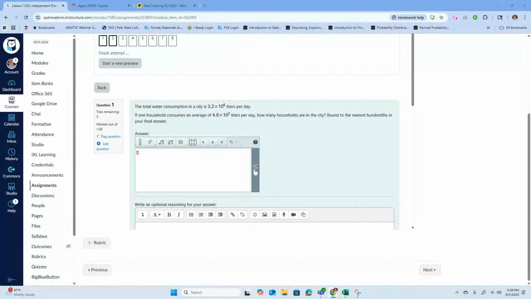All right, the way you do this problem number one of this section, 1.02c, what you need to do is, in this problem, they're asking you out of the total water consumption, how many households are in the city if every household consumes this amount. So this problem is implying a division problem.